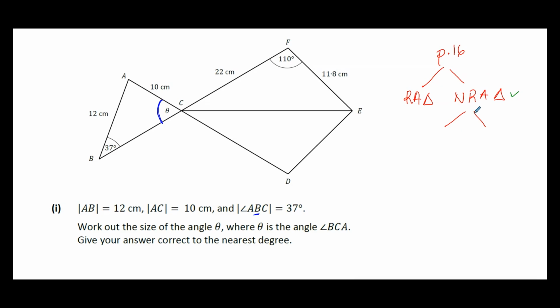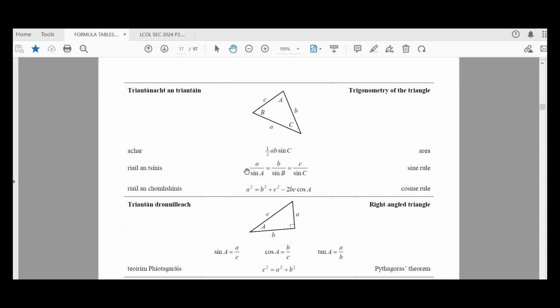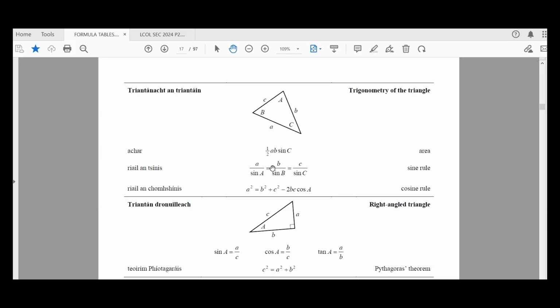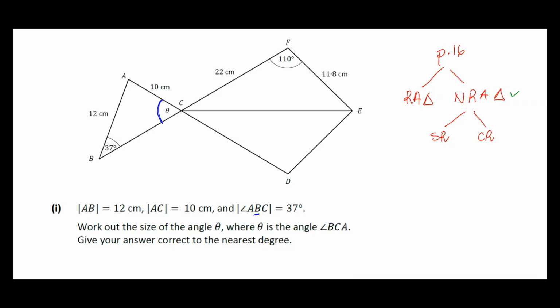And then on the not right angle triangle, in our table, we have two formulas that we're going to look at. One is sine rule and the other one is cosine rule. But which one do we choose? If we look at those two formulas, I know there are lots of letters, but what do those letters represent? When it comes to the sine rule, what we need is the lengths of two sides of the triangle and two angles. When it comes to cosine rule, I need all three sides of the triangle and one of the angles.